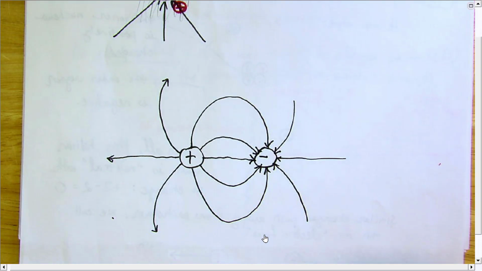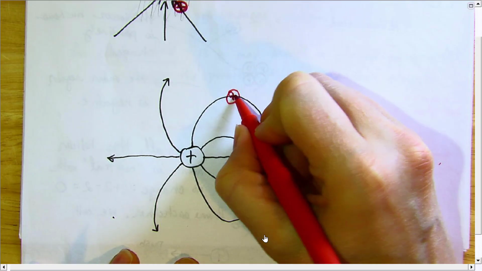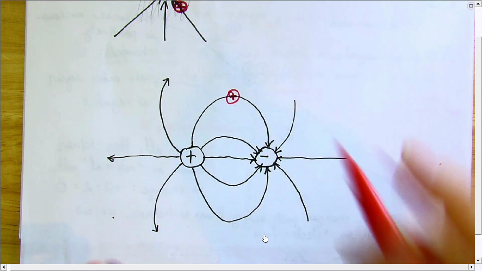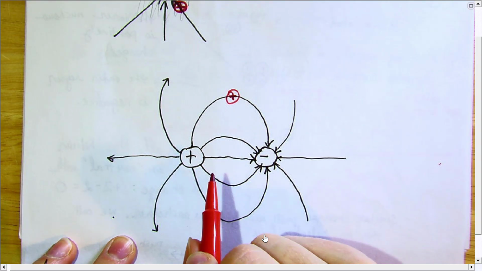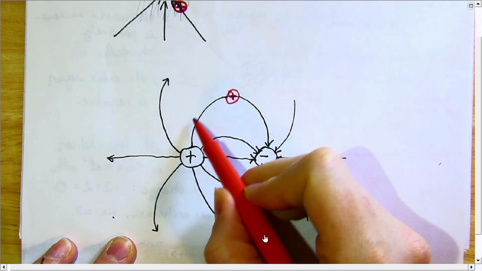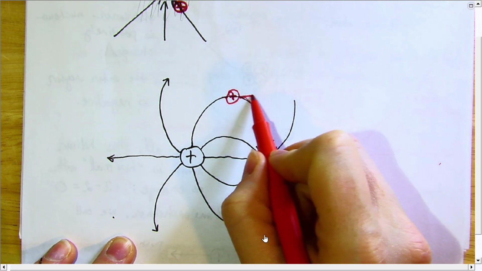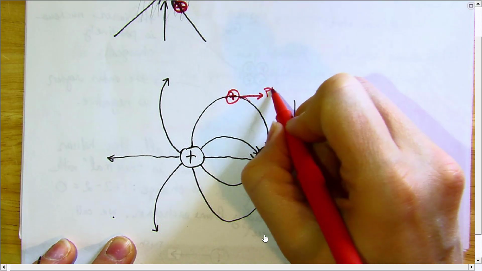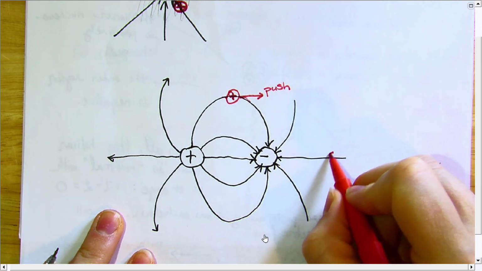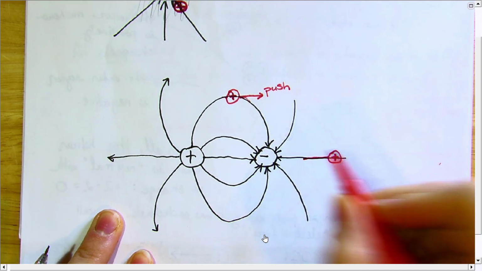So then if I were to put a positive charge right here, which direction would it feel a push or pull? Its push or pull is going to be parallel to the electric field line right there. So it's either going to be to the left or to the right. The electric field line was pointing in this direction towards the negative, so it would feel a push this way. If I were to put a positive here, it would feel a push or a pull this way. Let's call it a pull.